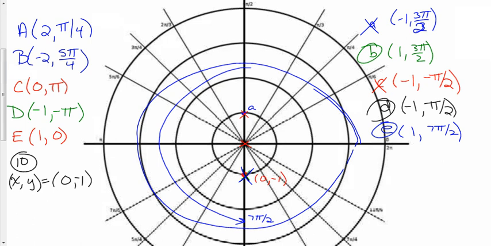F is at 1, comma, -pi over 2. So I've got a negative pi over 2 coming down, and I want a positive 1. That puts me right on the spot.